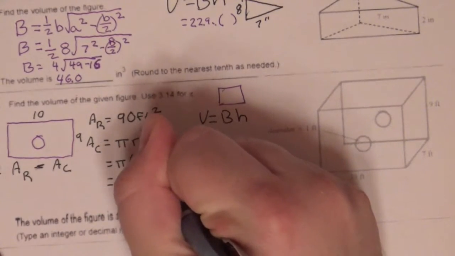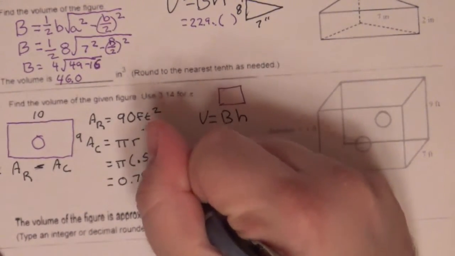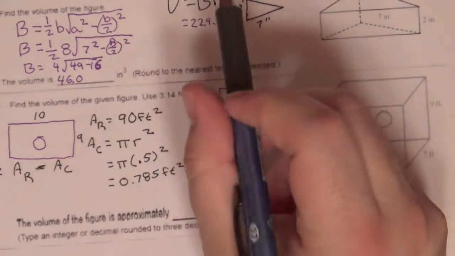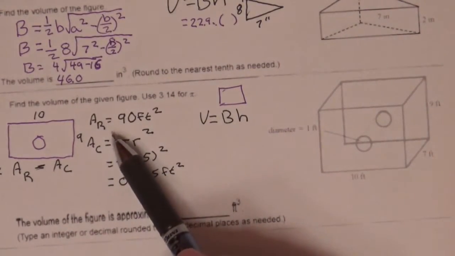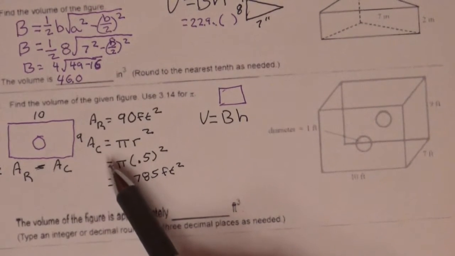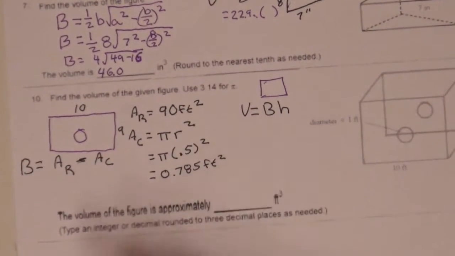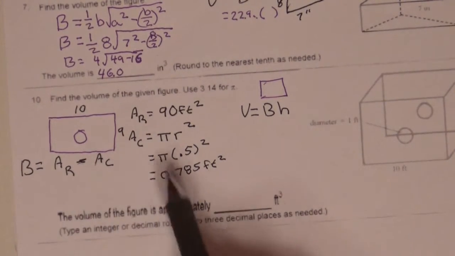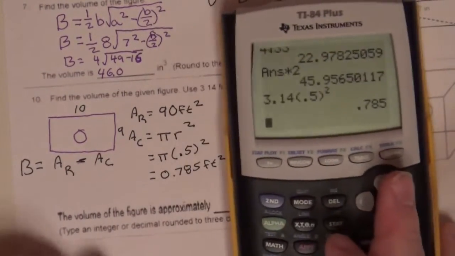So the area of our circle is 0.785 feet squared. But I don't want the area of a rectangle. I don't want the area of the circle. I want the area of my base, which happens to be the rectangle minus the circle. So that's what I'm going to do.